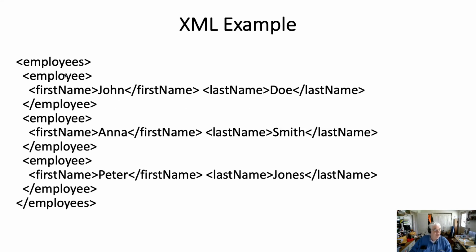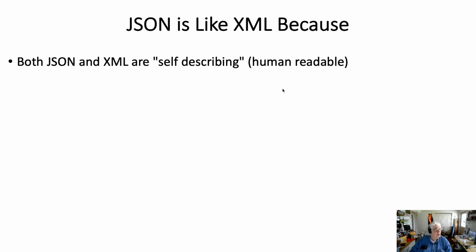In an XML file, it's more verbose. You have employees, then the first employee, the second employee, the third employee, and then the end of employees. So they sort of have an array, but you have to have closing tags. And so JSON is like XML.